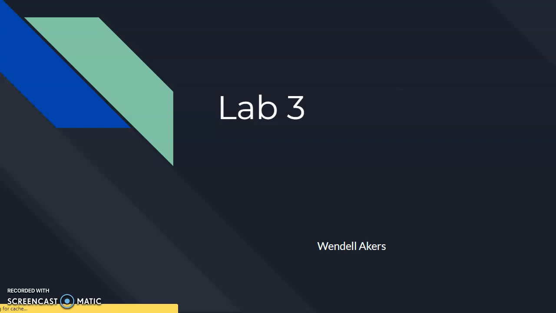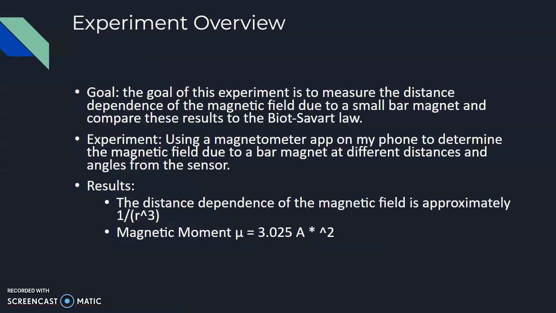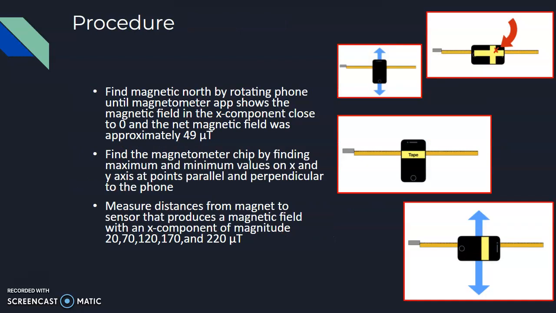Okay. So, lab overview. The experiment is to measure the distance dependence of the magnetic field of a small magnet and compare it with the actual, well, Biot-Savart model. I don't know how to say that. Using a magnetometer app on your phone to determine this. And these are the results that you'll see that we got in here.